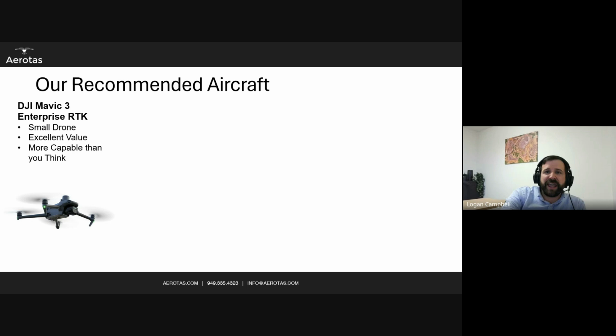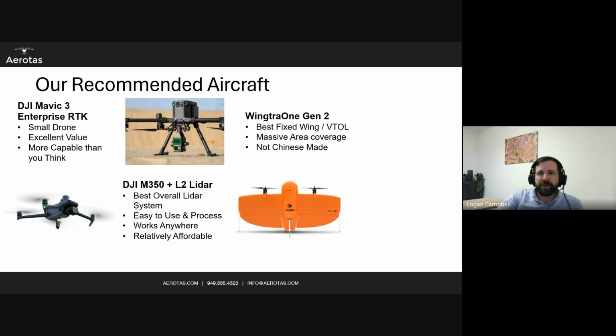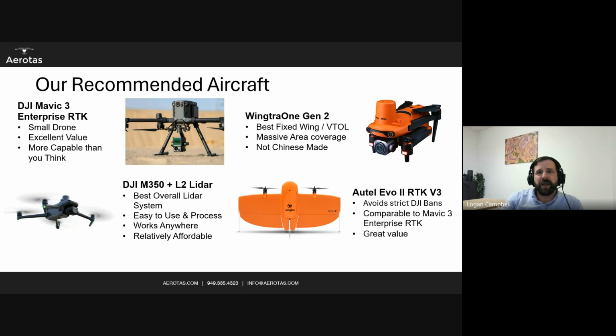So we have a handful of recommended aircraft. This goes a little bit beyond the LiDAR system, but DJI is generally better. If you have to get around it, Wingtra is probably one of our favorite LiDAR ones, but it does come with a handful of caveats.